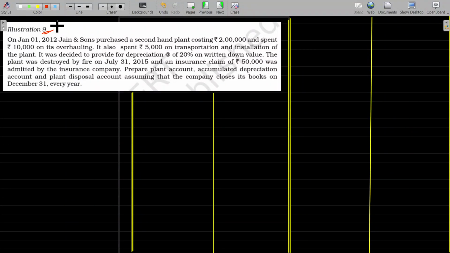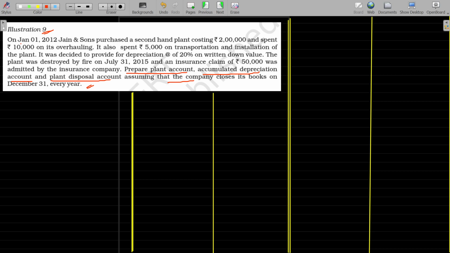In illustration number 9, what we had to do? Prepare plant account, accumulated depreciation account, and plant disposal account, assuming that the company closes its books on 31st December every year. So calendar year is adopted.